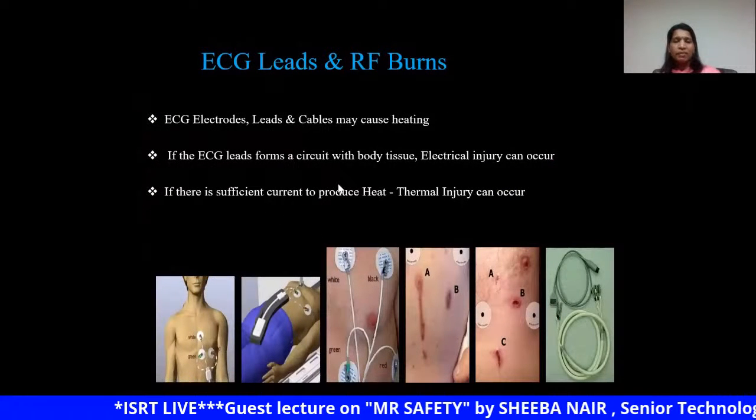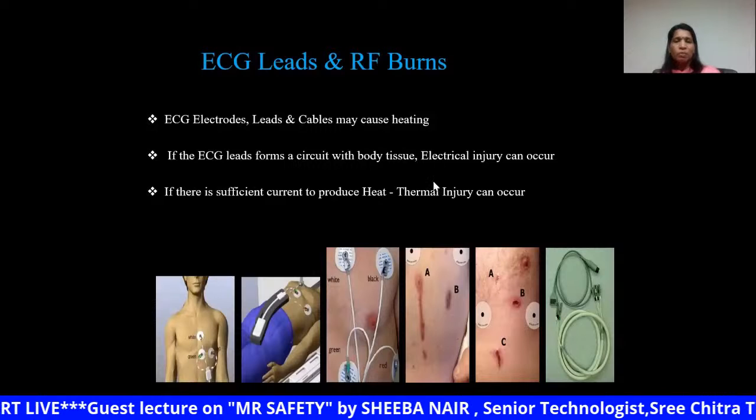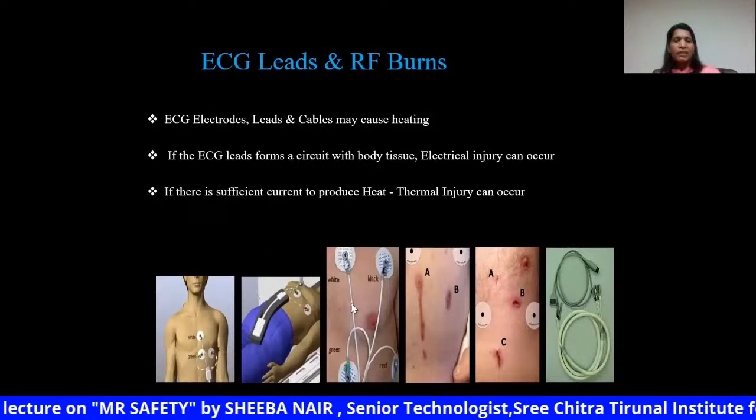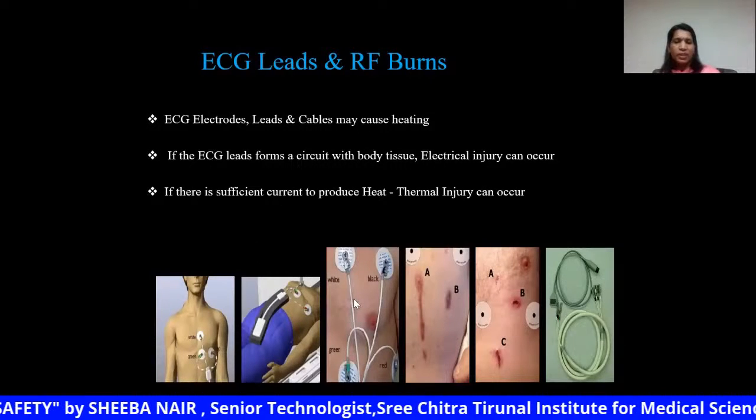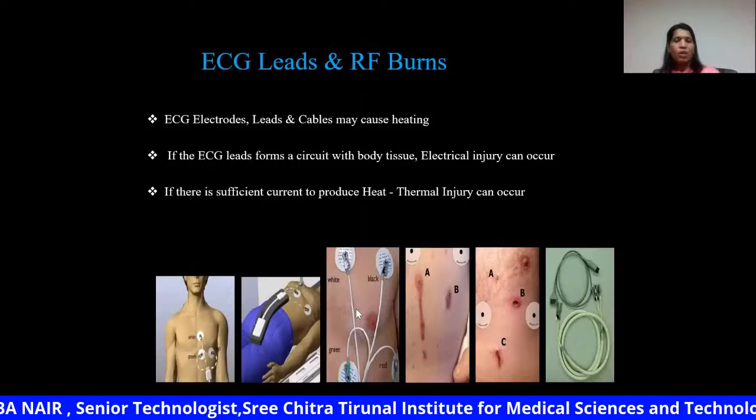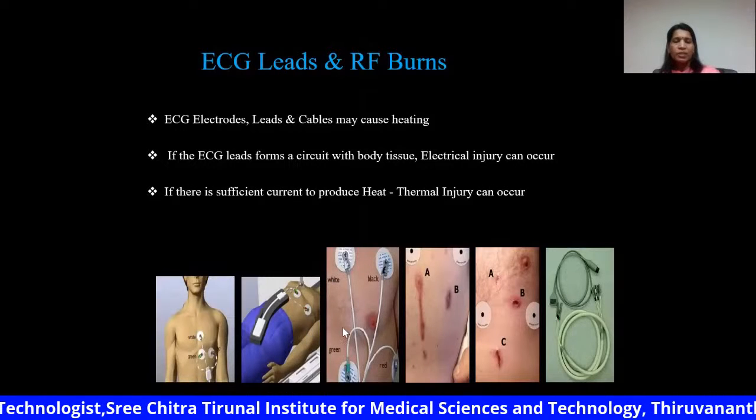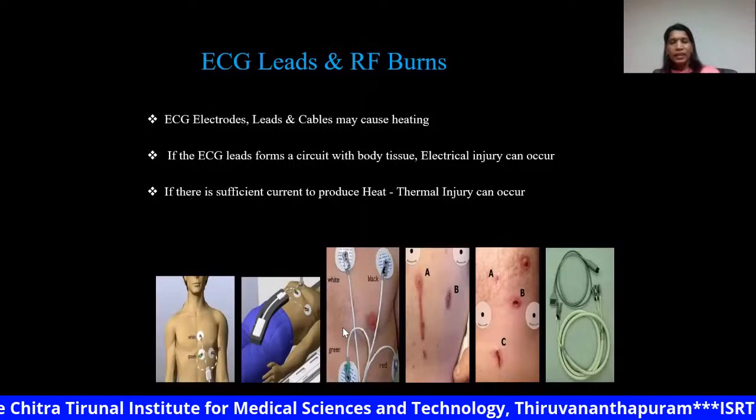The ECG leads that we are using can also pose additional risk of heating if the leads are not insulated, or if the leads are broken, or if they form a closed circuit, they can produce heat.